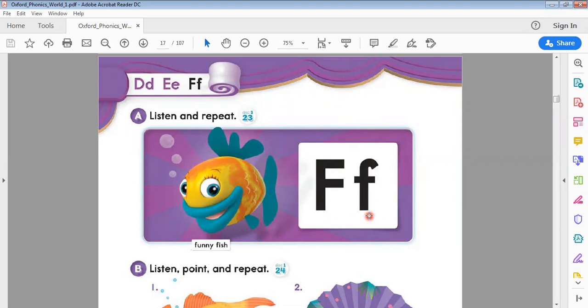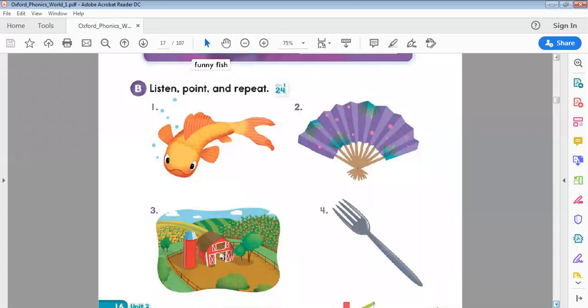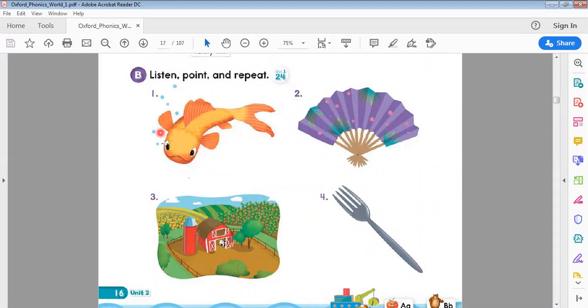F is for fish, funny fish. Excellent. Let's now go down a little bit. Picture one, fish. Picture two, fan. Picture three, farm. And picture four, fork. Very good.